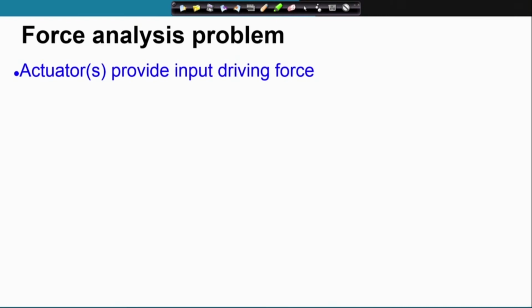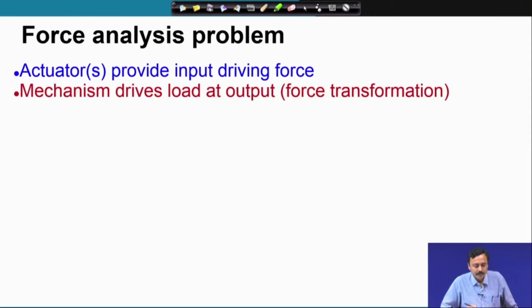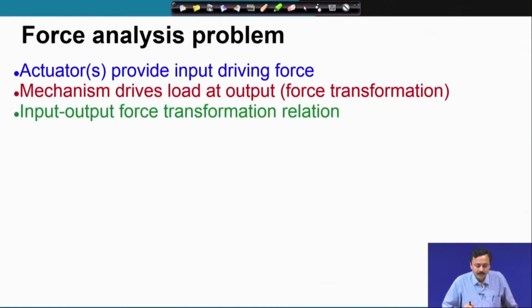So, what is the force analysis problem? As I have mentioned, the actuators provide input driving force. The mechanism drives a certain load at the output, and the force can get transformed and transmitted. Transformed means, for example, from rotary to rotary motion, so basically torque, to linear motion, essentially force. So, from torque to force, or from the torque of a motor to the output torque of the output link. Now, the force analysis problem is to determine the input output force transformation relation.